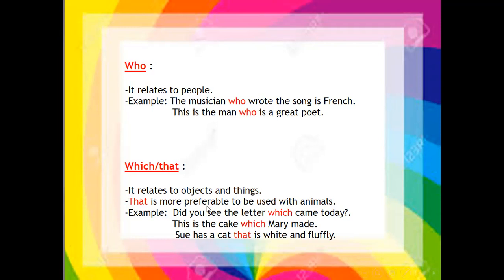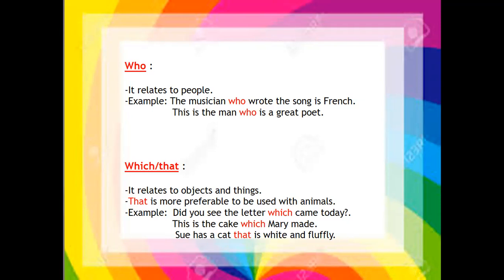Example: did you see the letter which came today? So the letter is not a person. We're not talking about people here. We're talking about the letter, اللي هي something. It is a thing. So since بما أنها هي غير عاقل, we have to use which or that.